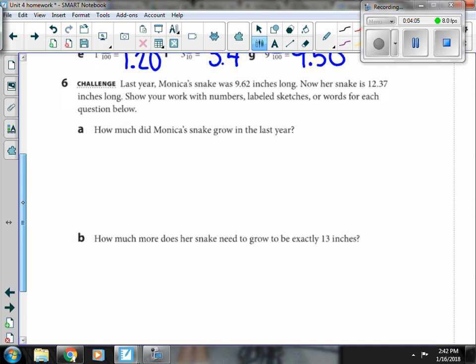Then our challenge. Last year, Monica's snake was 9 and 62/100 inches long. Now her snake is 12 and 37/100 inches long. Show your work. How much did Monica's snake grow? Well, that's a subtraction problem like we practiced today in class. Place values.